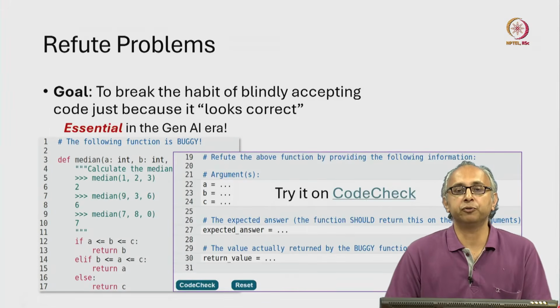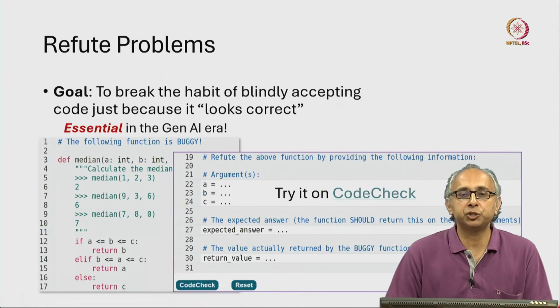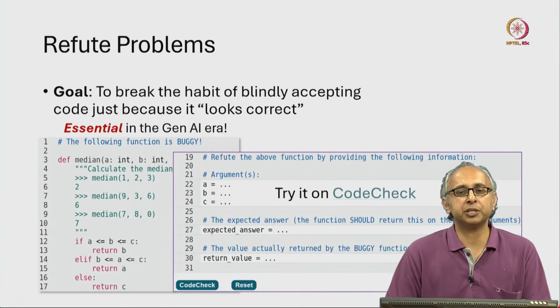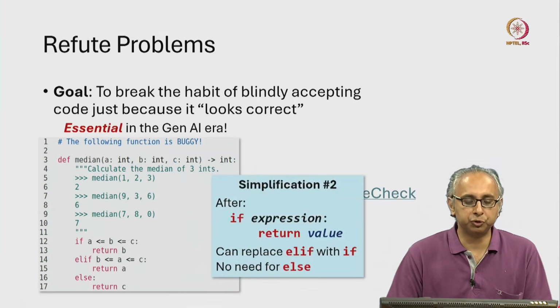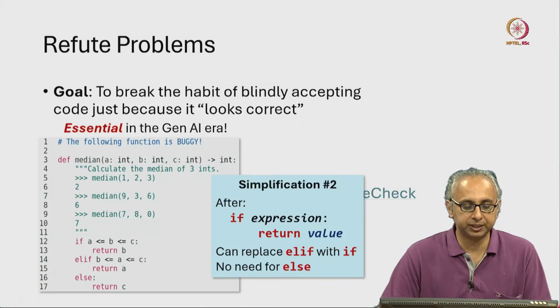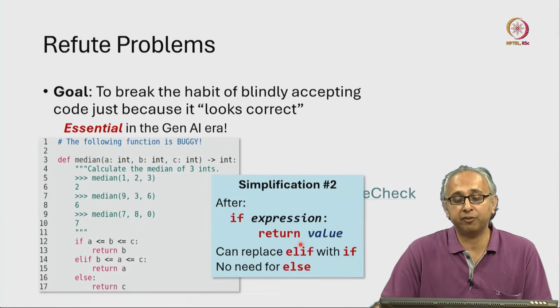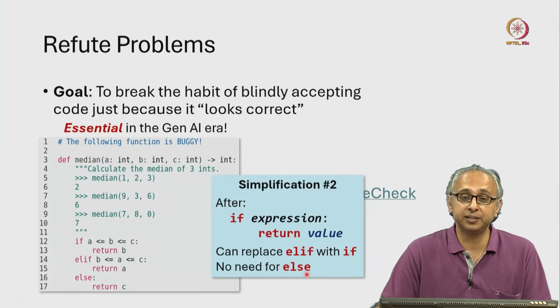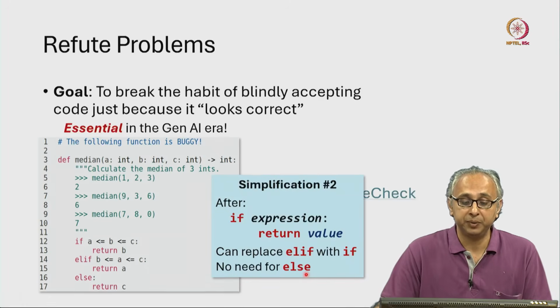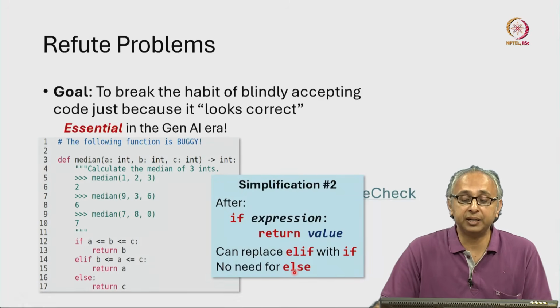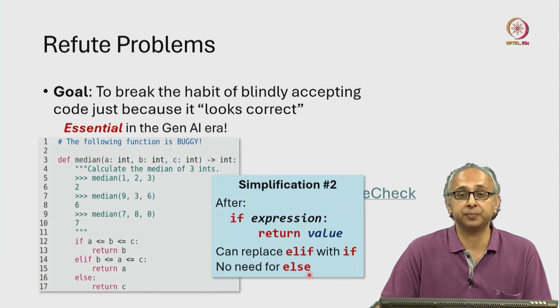Before moving on from this example, let me quickly show you another little simplification we could do. Now, of course, this code is buggy, but just to show you, since we have just looked at this code, whenever you have a situation like this, if some expression returns some value, and after that you have an elif or an else, you can simplify. You can replace any elifs with just if, and you can get rid of elses.